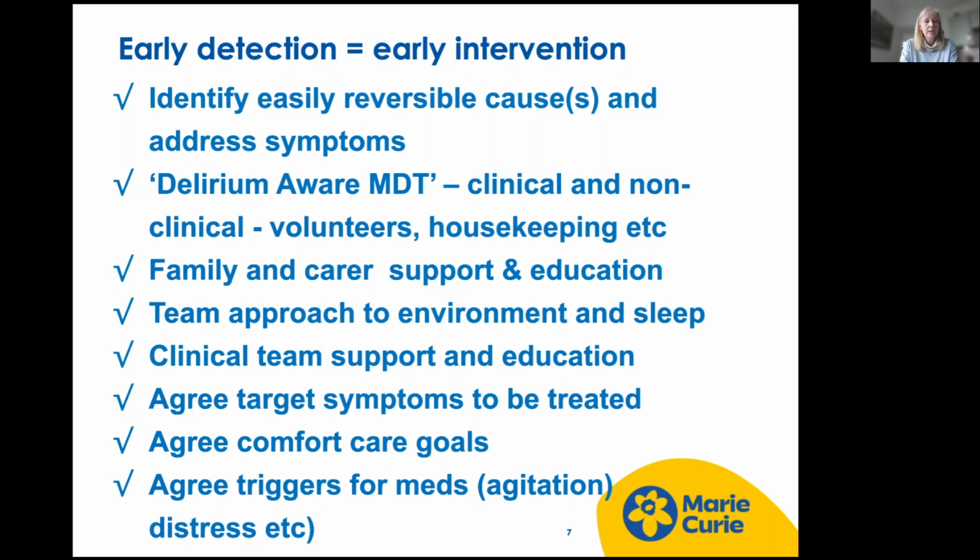And as a team, it's really essential that everybody agrees with the family and hopefully the patient the target symptoms that are to be treated, agree comfort care goals, and agree what the triggers for medications might be. And the literature is still out on that aspect, although there is increasing evidence that for significant agitation and distress, it's still worthwhile considering medications for managing this symptom.